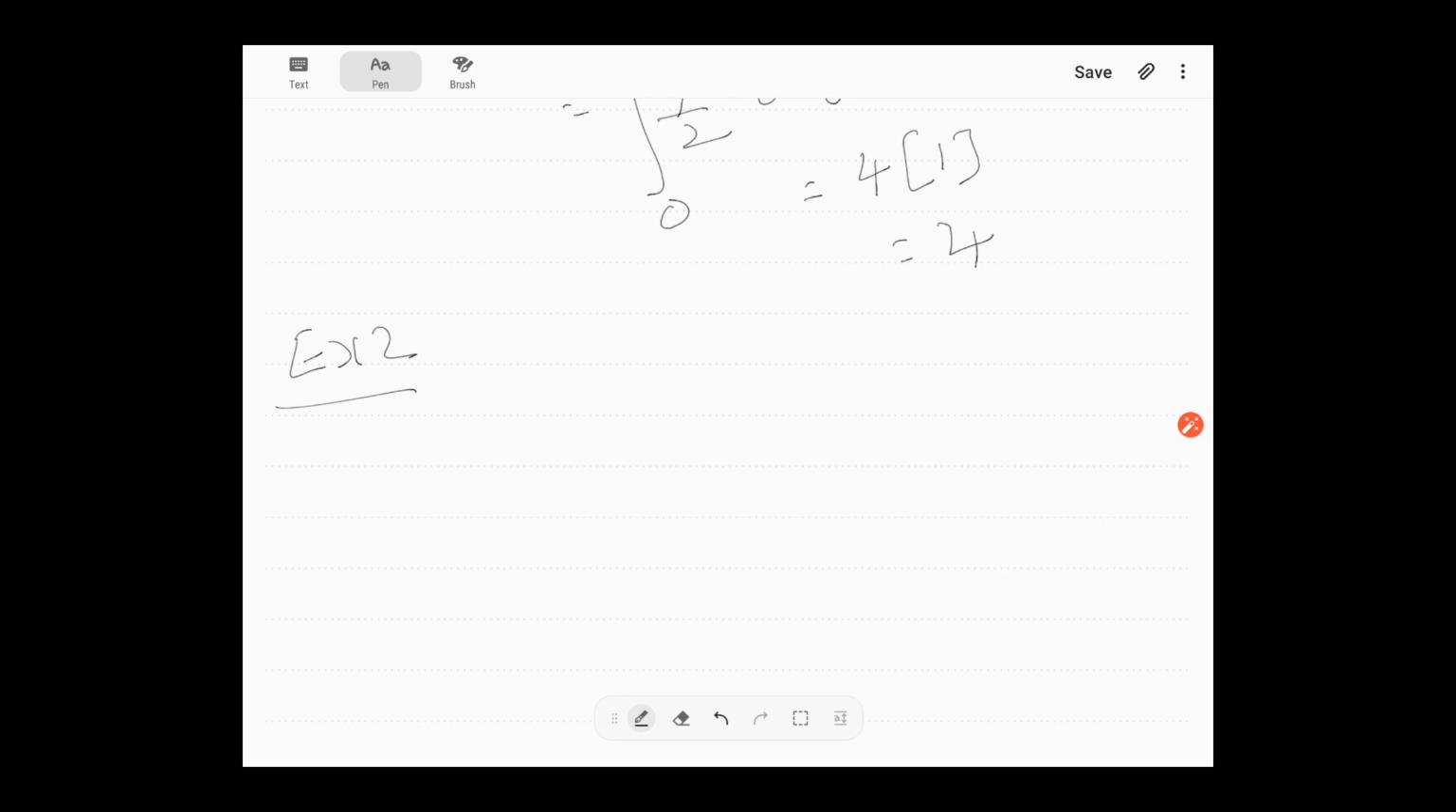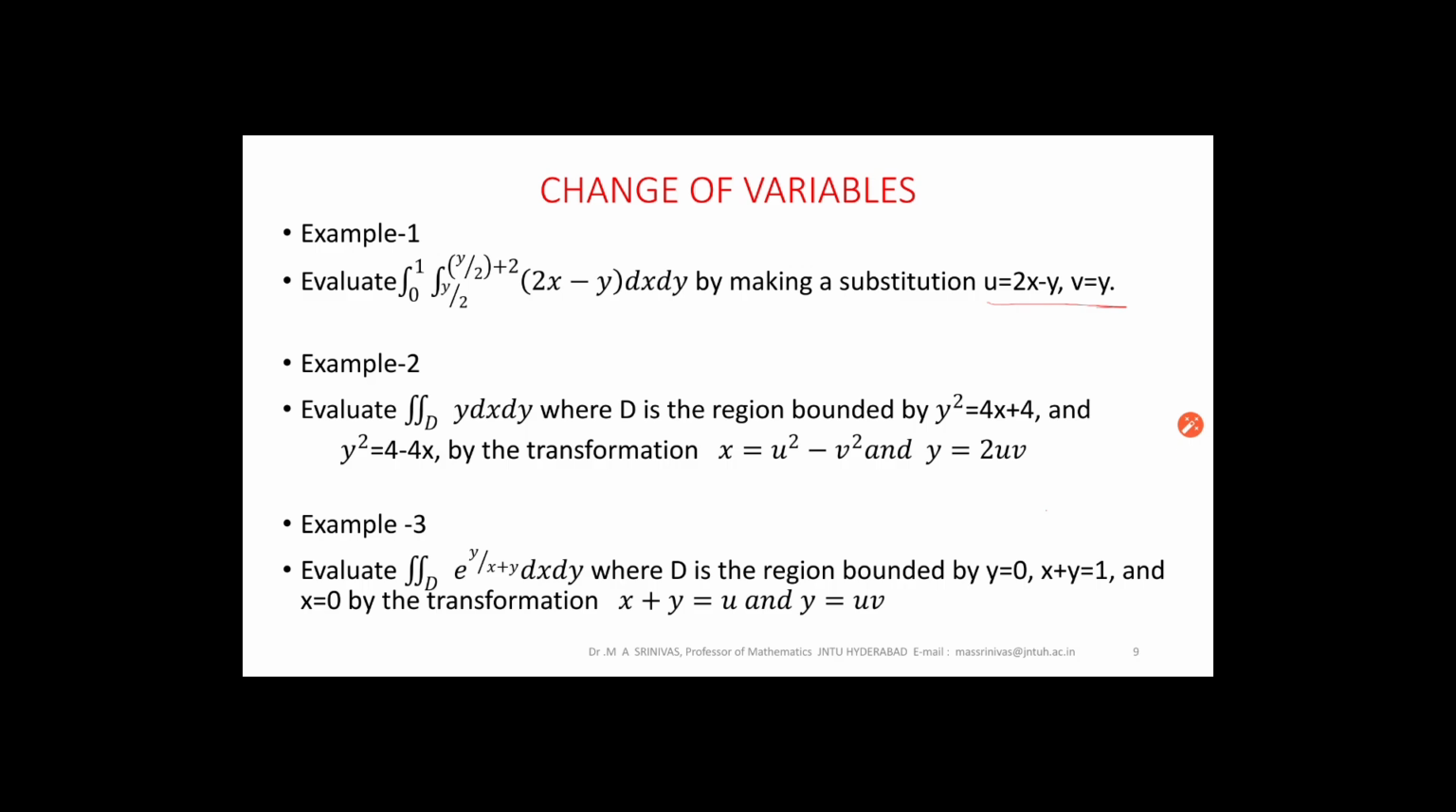So in this example, he has given a region bounded by two curves. What are these two curves? y square is equal to 4x plus 4. I think you know y square is equal to ax plus b represents a parabola. Because y square is there, the axis of that parabola is the x-axis. Where it cuts the y-axis, y square is equal to 4, that means y is plus or minus 2. Where it cuts the x-axis, it cuts at minus 1.